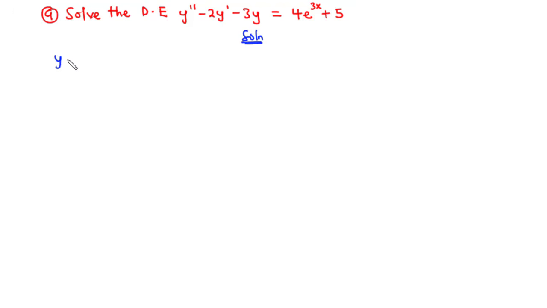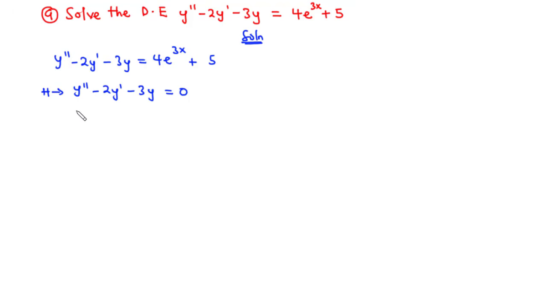We have y'' - 2y' - 3y = 4e^(3x) + 5. So the first thing we need to do as usual is to treat this as a homogeneous differential equation by equating it to 0, that is the left hand side equals 0. So we have y'' - 2y' - 3y = 0.